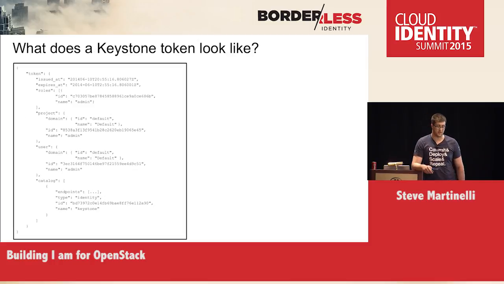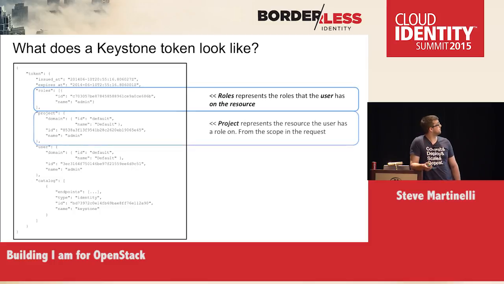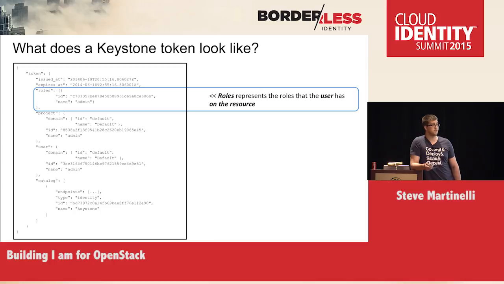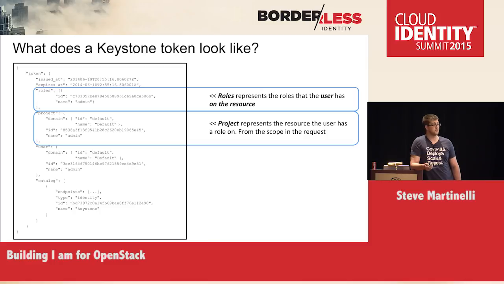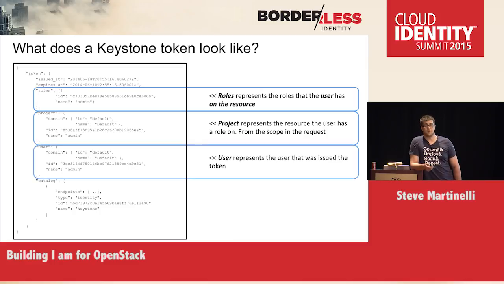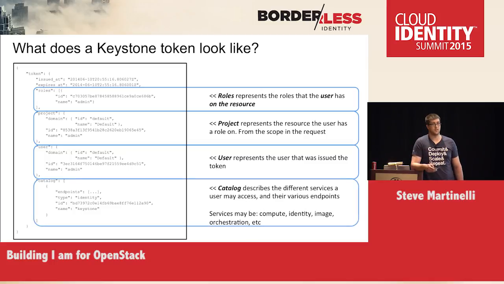So the token, I keep talking about that. What does it actually look like? You can see over here, it's got the roles that the user has on the project. The project is essentially the scope, the resource that he wants to access. The user block contains a whole bunch of information about the user. This includes their name, what domain they're a part of, their ID. And then the service catalog has all the different endpoints for the different OpenStack services. It would be far too long to include here, but it would be actual URLs for the storage and compute endpoints, things like that.